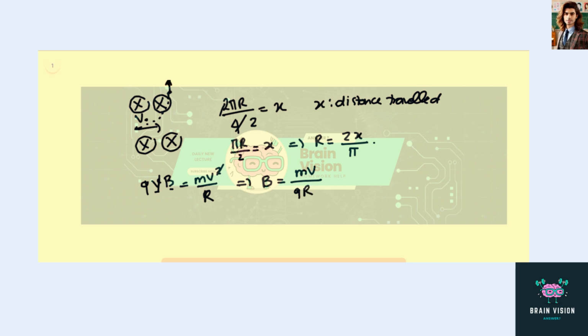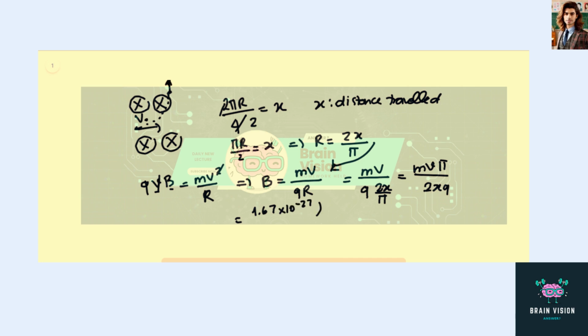Let's plug in for r in this equation. So it's going to be mv over q times 2x over pi. Then we're going to have mv pi over 2x times q.